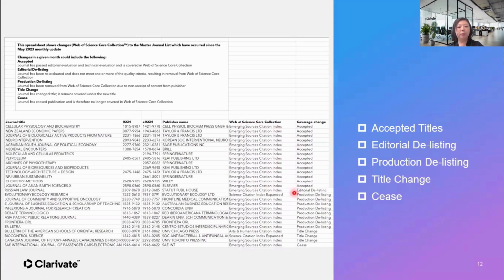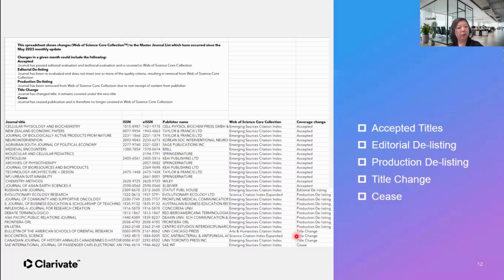Any titles that were delisted, there will be a reason. So there's editorial delisting and production delisting. The difference between the two is that editorial delisting means that they no longer met our 24 quality criteria, and therefore we made a decision to delist them. Production delisting means that for some reason, the journal has not been sending us their data for inclusion. So at a certain point of time, there will be a decision made, and the journal will no longer be included.